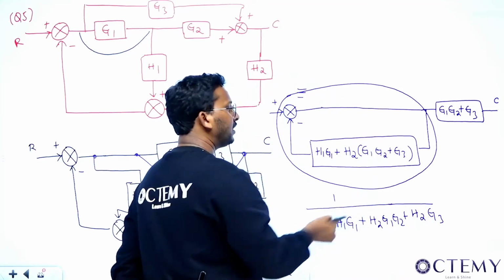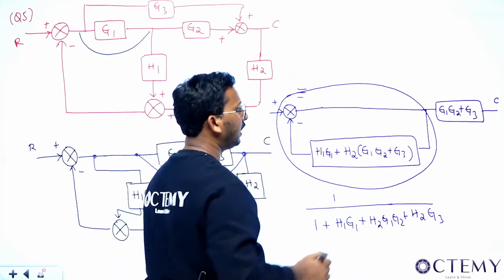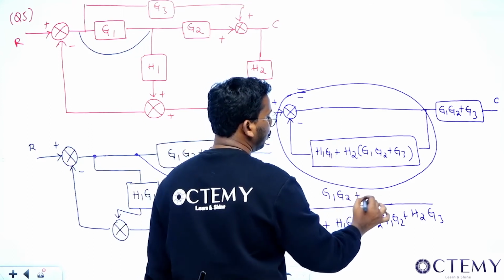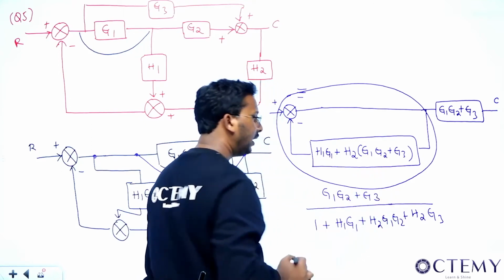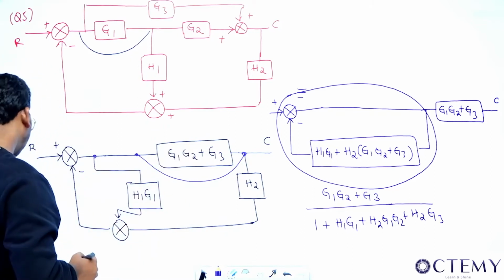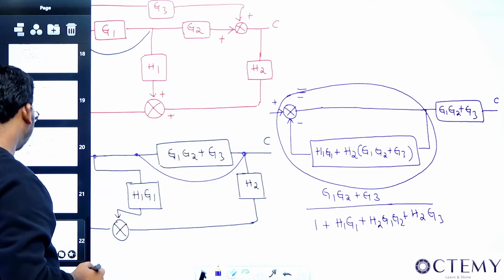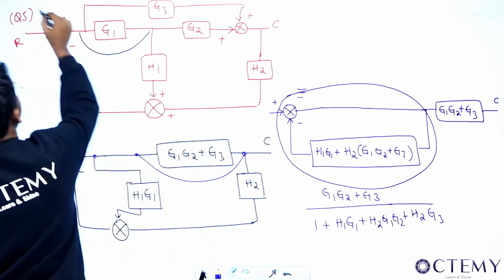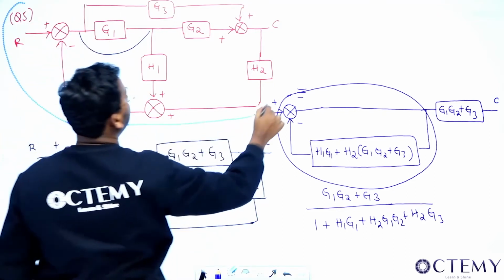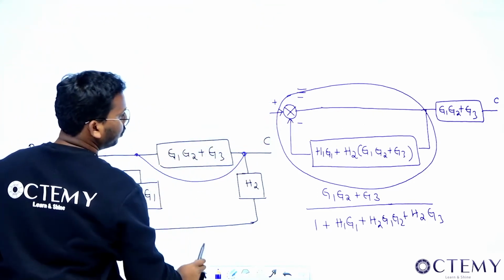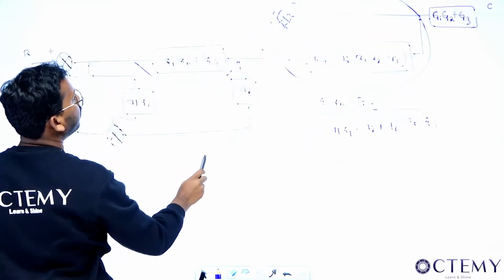G by 1 plus GH. G is 1, so it will simply get added here, and this is cascading, so it will become G1 G2 plus G3, right? If you want, I can show you by shifting from here to here also, you will get the same answer. Let us just check that one, sir. I'll rub this one, and let me move this up a bit like this.